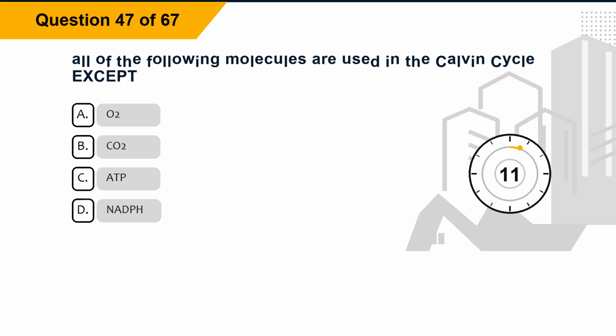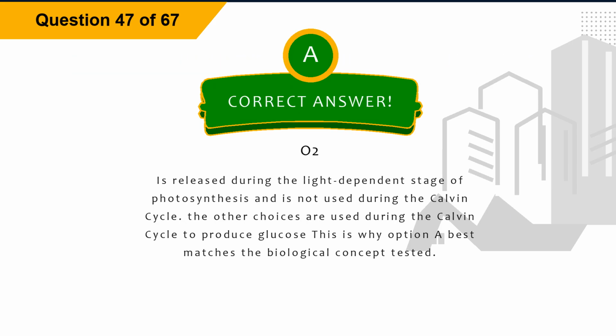Question 47. All of the following molecules are used in the Calvin cycle except: Option A, oxygen. Option B, CO2. Option C, ATP. Option D, NADP. The correct answer is option A, oxygen. Explanation. Oxygen is released during the light-dependent stage of photosynthesis and is not used during the Calvin cycle. The other choices are used during the Calvin cycle to produce glucose.